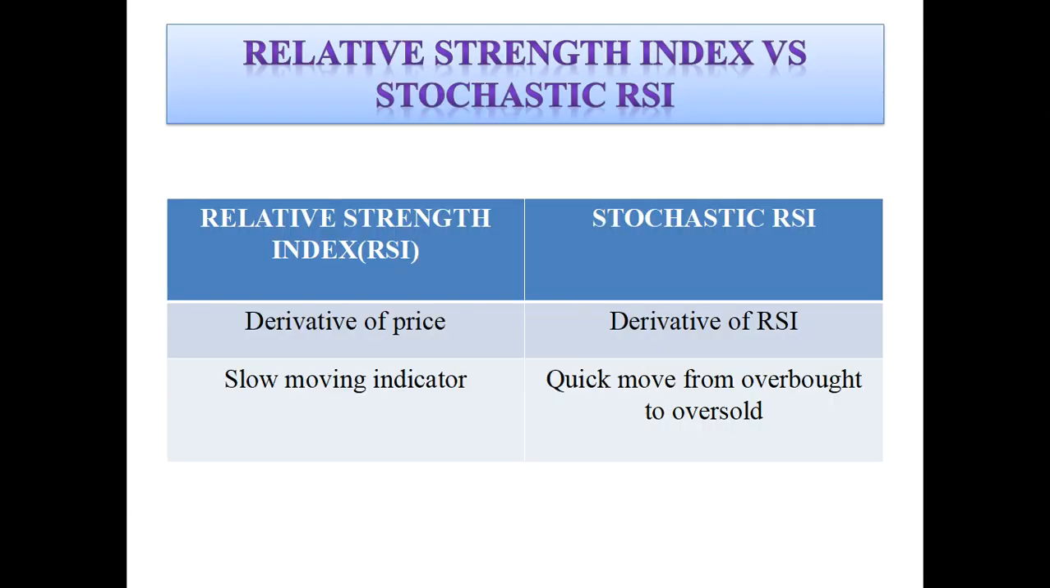So let's see how relative strength index compares to the stochastic RSI. Relative strength index is the derivative of a price, and stochastic RSI is the derivative of relative strength index. Now, relative strength index is a slow moving indicator, whereas stochastic RSI is a quick move from overbought to oversold.